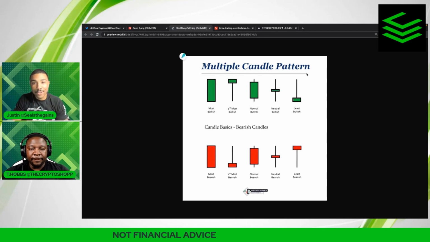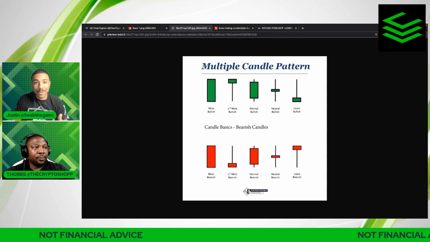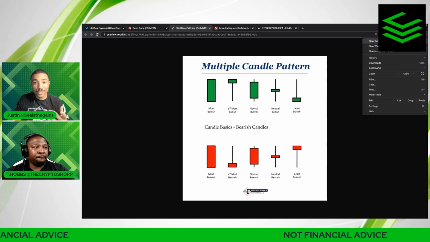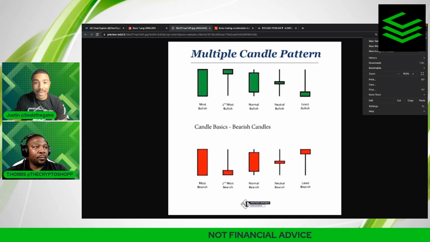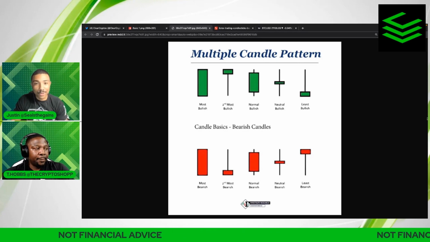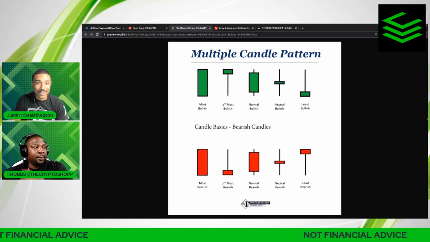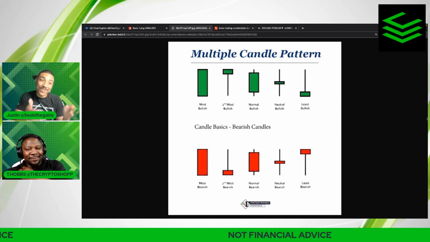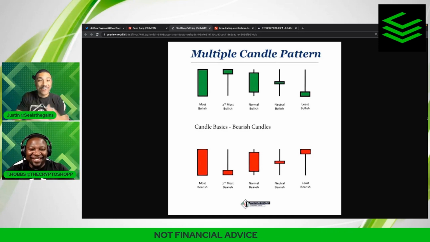So we have two different stories that we could read. We could either read a bullish candle, which is our green candle, and then our bearish story, which is our red candles. So we're going to start with the bullish candles because everybody likes green. Green is our favorite color. Here at ClearCryptos, green is clearly our favorite color. So we're going to start with green.